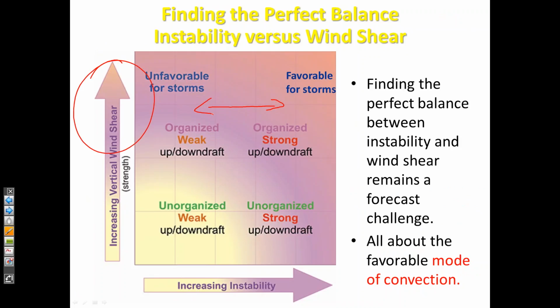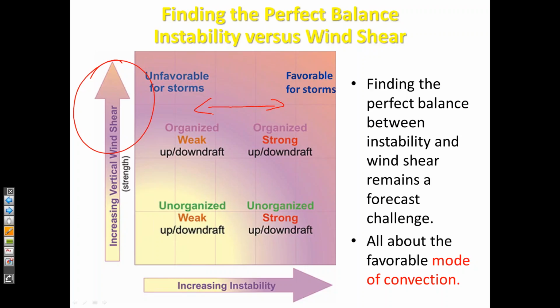Most of the time, we deal with higher wind shear and not enough instability. But again, what you have to realize about the atmosphere and what's important in a forecasting mode is that we are constantly dealing with this balance, finding the perfect balance between the two. Okay, and it's always going to be tricky because with the increased wind shear, it doesn't take a lot of instability to get things organized and get severe weather for our area.